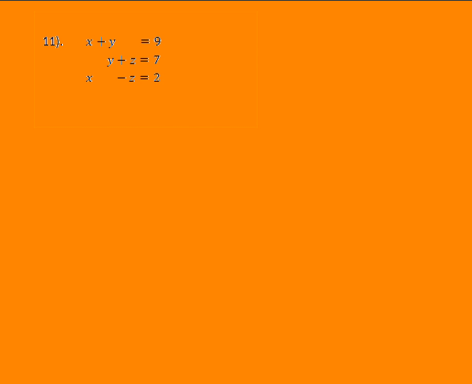Okay, next problem. With this one, you got a lot of things missing, which is kind of good and kind of bad. What I'm going to look at first is if I take the second and third equation, the z's will cancel out just by adding them. So y plus z equals 7, and x minus z equals 2. They'll cancel out the z's, leave you with x plus y equals 9.